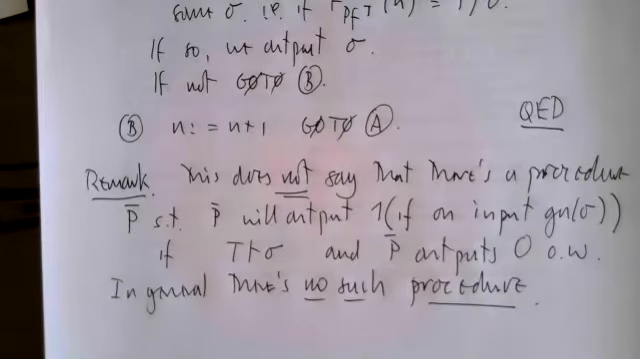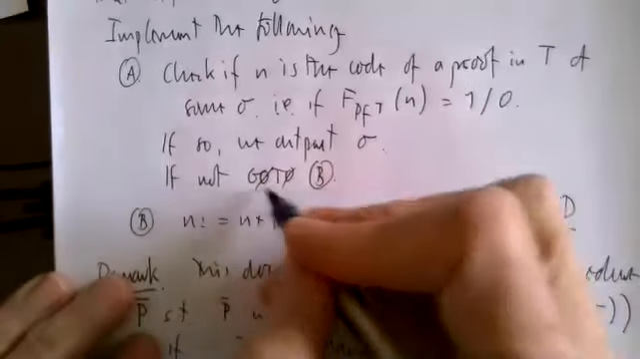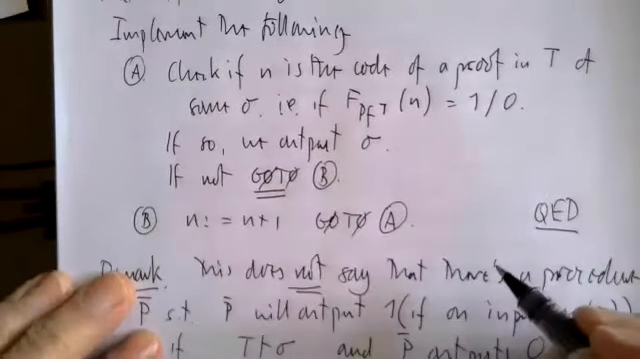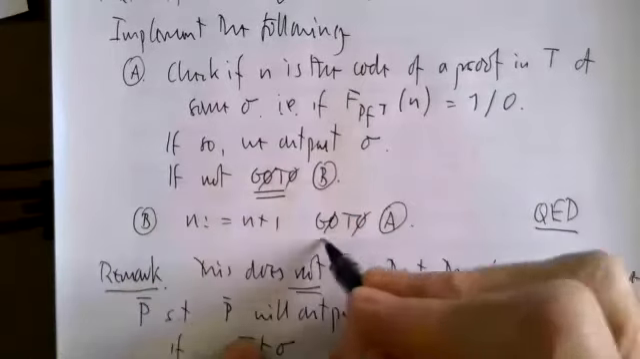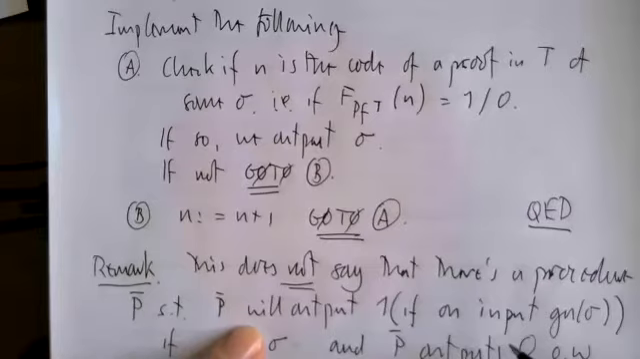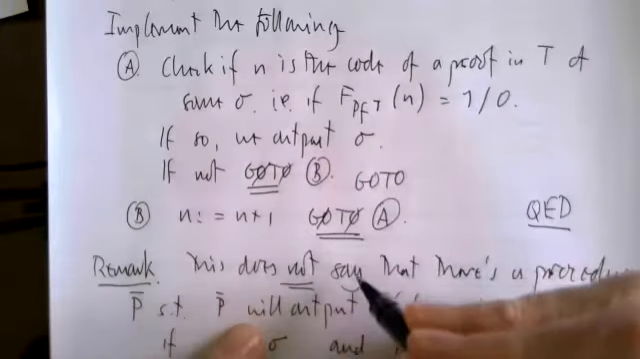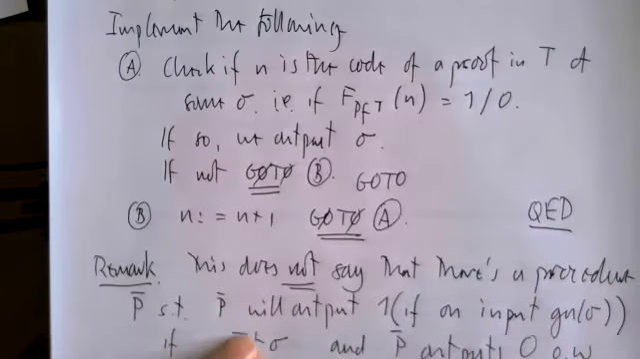But there is a situation where there is a procedure, and that's when the theory is complete. Does that say go to? Someone asks. Yes, this is kind of like computer speak, go to B, and this is go to A. I don't know why I put these lines through that, making it zeros.